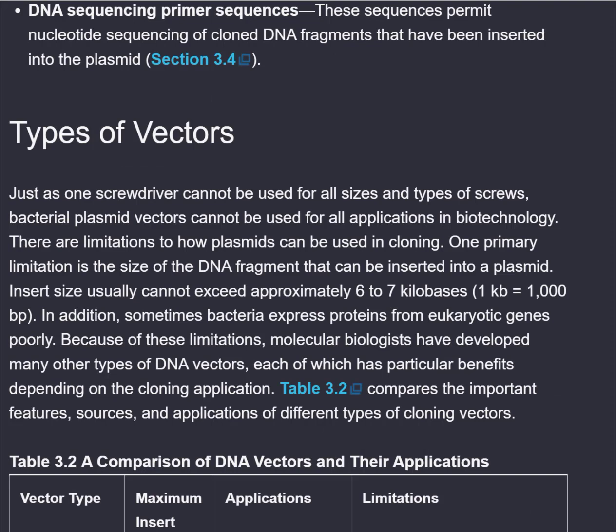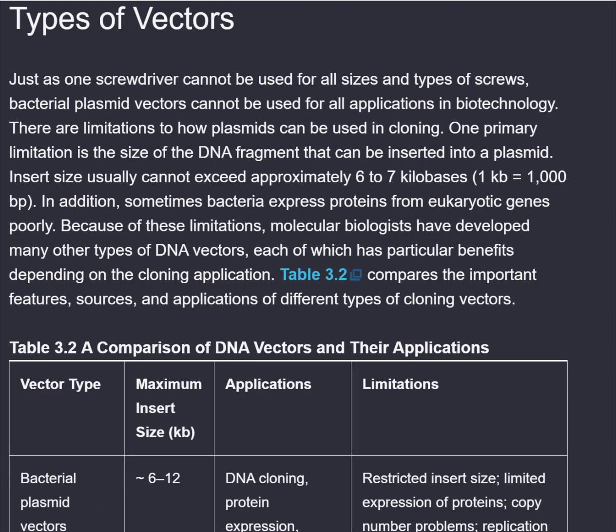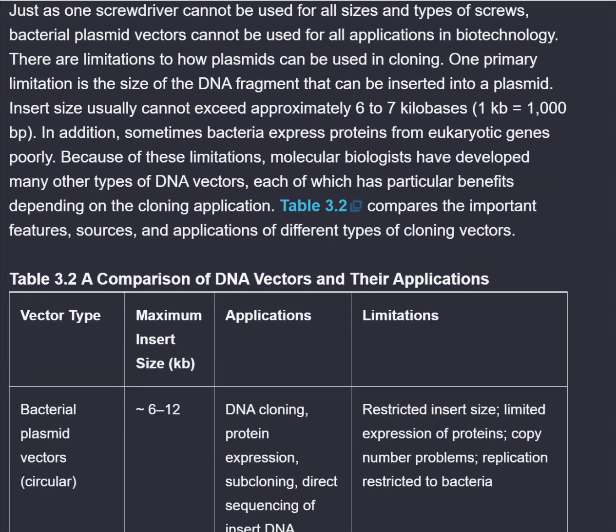DNA sequencing primer sequences. These sequences permit nucleotide sequencing of cloned DNA fragments that have been inserted into the plasmid, Section 3.4. Types of vectors. Just as one screwdriver cannot be used for all sizes and types of screws, bacterial plasmid vectors cannot be used for all applications in biotechnology.